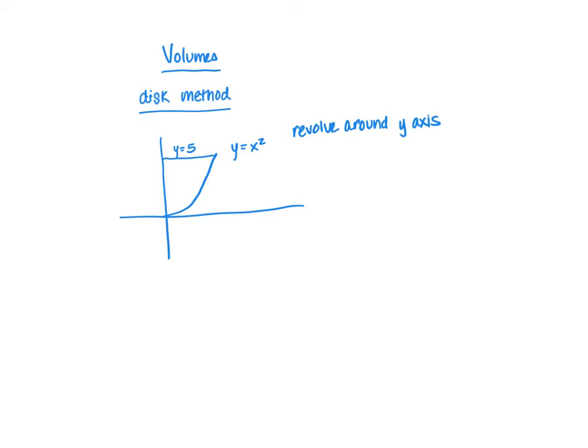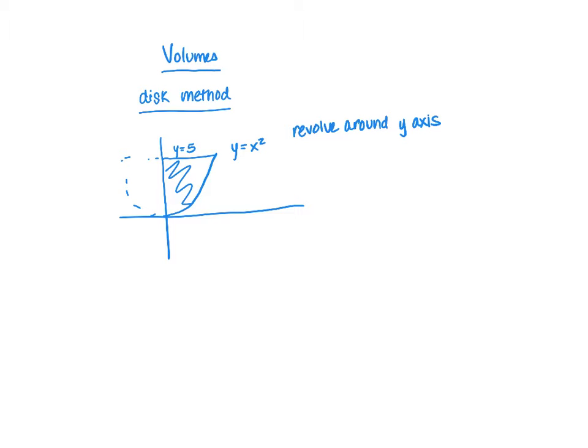Right, so let's look at finding the volume when you take an area. In this case it would be the area between the curve y equals x squared, the y-axis, and y equals 5. And we're going to take that area that I shaded and revolve it around the y-axis. So that means this thing is going to look kind of like this, but three-dimensional.